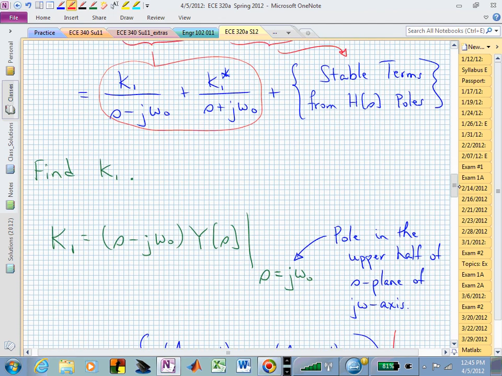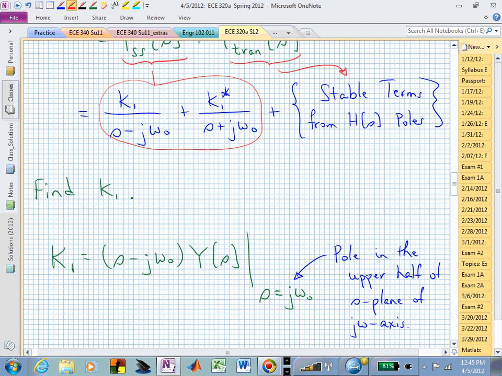What we want to do is find K1, and we use exactly the same formula that we've been using all along to find that partial fraction expansion coefficient for K sub 1. We multiply y of s by the factor that contains the pole of interest that's associated with K1. This is the factor associated with that upper pole, and for that reason we evaluate that resulting expression at that location, at j omega naught, when s is equal to j omega naught.